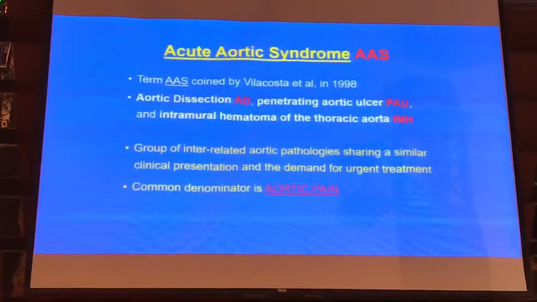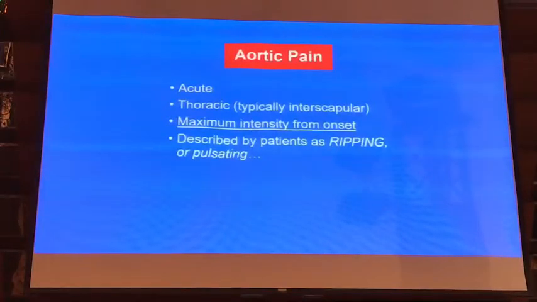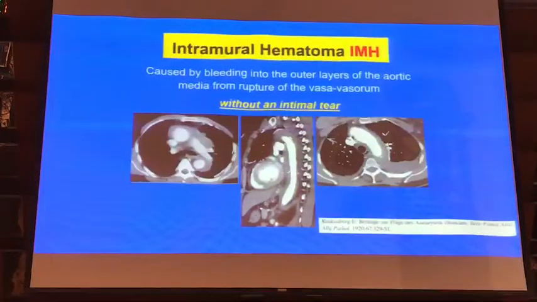The most salient common denominator is the so-called aortic pain, which in its typical form is, of course, acute. It tends to be located interscapularly. And interestingly, and most significantly, it tends to be maximum right from the onset, unlike a typical coronary insufficiency pain that gradually builds over time. Patients tend to describe this pain not only as severe, but ripping is a common recurrent term that Anglo patients use to describe it, perhaps pulsating and the like.